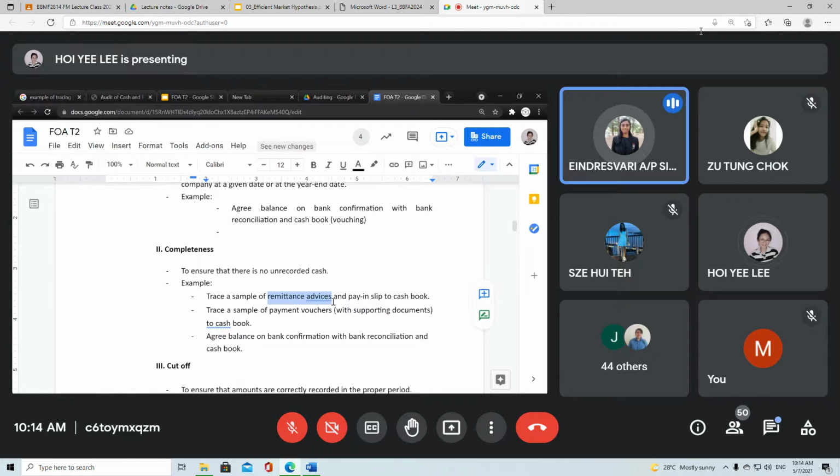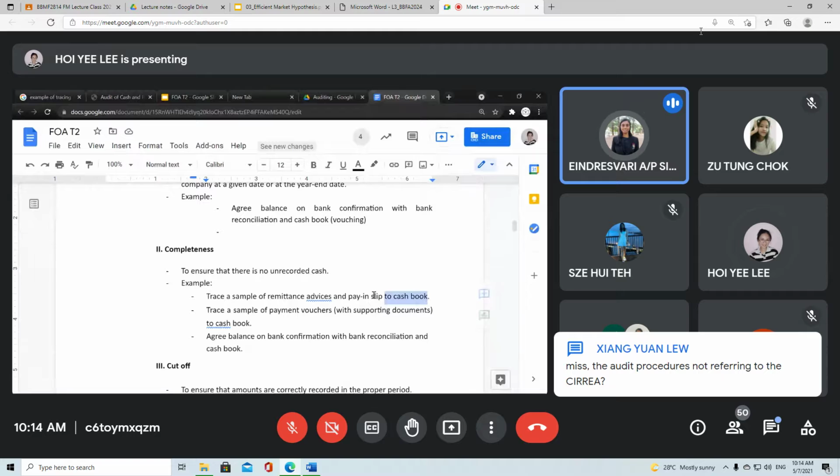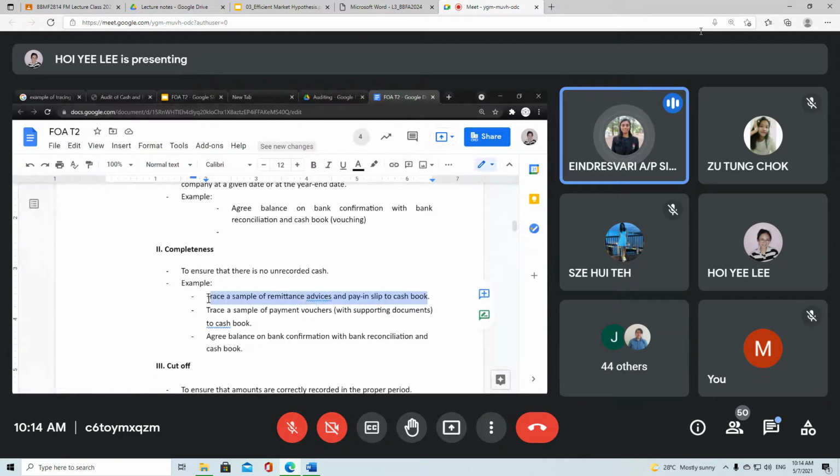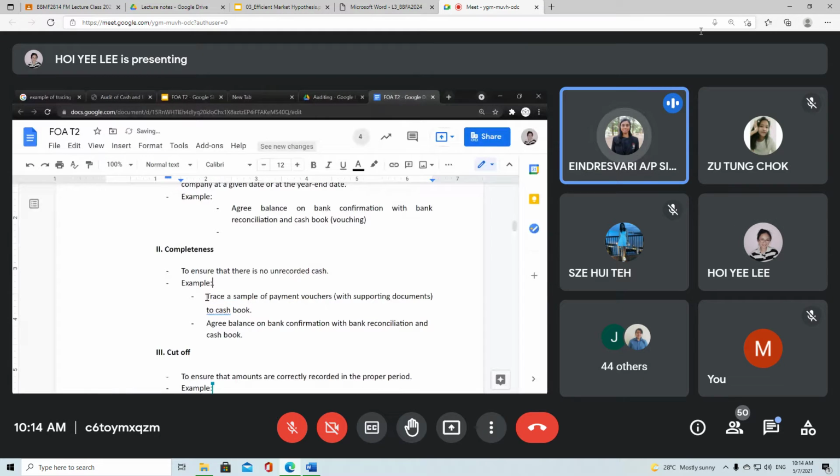Can we cancel the first answer? I don't want to take long time discussing things which you yourself don't know, okay? Second one, trace a sample of payment voucher with supporting document to cash book. Okay, what is the supporting documents here? Trace a sample of payment vouchers with the probably invoices, but you are writing for which now?